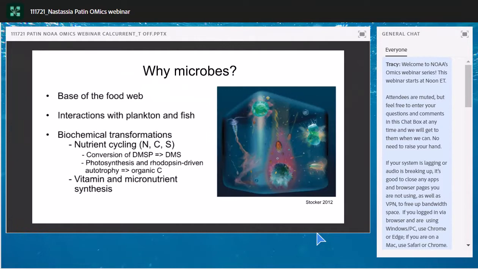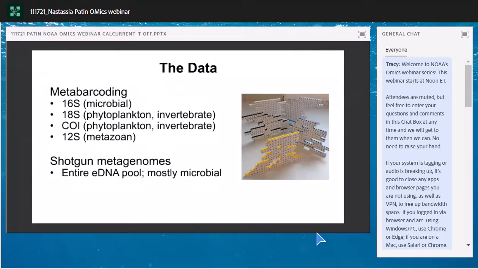They also are involved in primary productivity as well as rhodopsin-driven autotrophy, so essentially converting energy using light rather than organic carbon. And they are also responsible for synthesizing vitamins and other micronutrients that may be at very low levels, but can really play a big role in determining health of things like fisheries and phytoplankton communities.